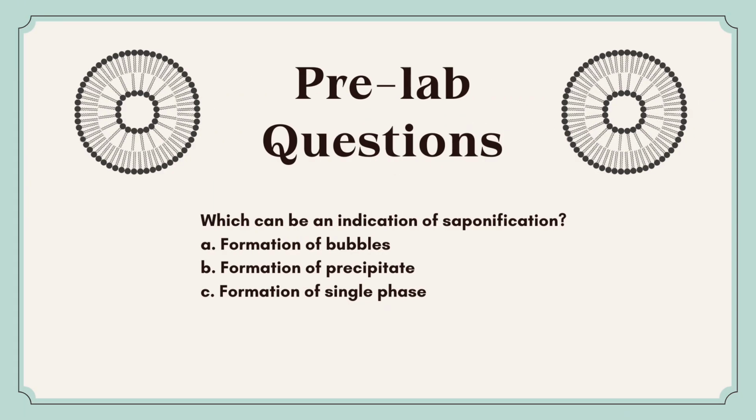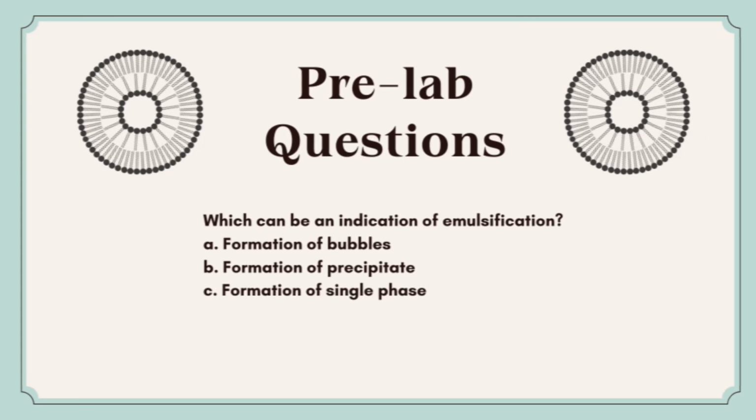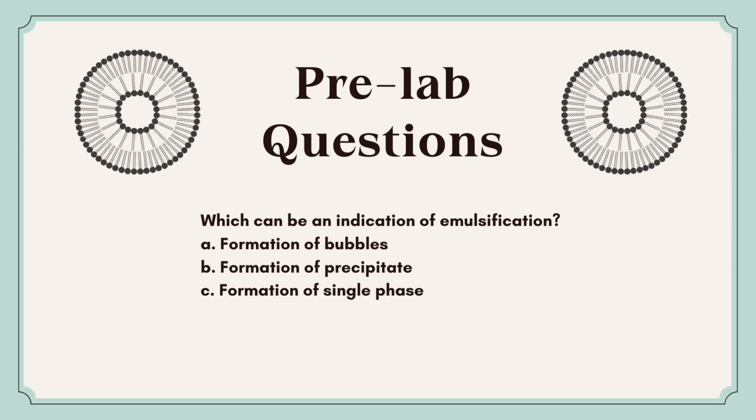Pre-lab question 2. Which can be an indication of saponification? A. Formation of bubbles, B. Formation of precipitate, C. Formation of single phase. According to Helmstein 2018, saponification is the process of making soap. Therefore, the answer would be relating to soap, which means the answer would be A. Formation of bubbles.